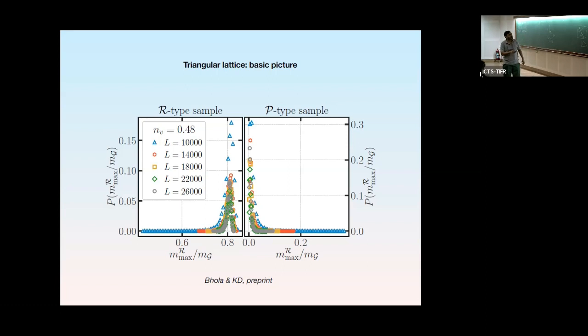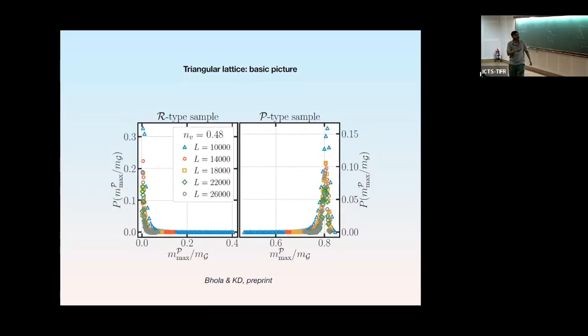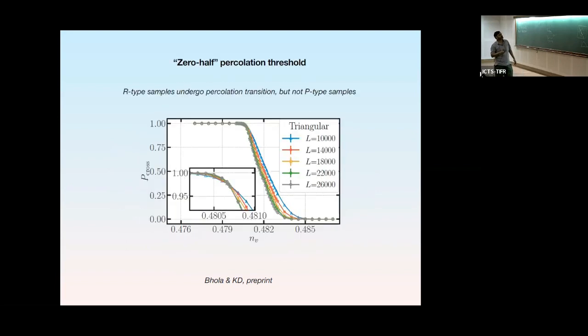And the largest cluster is very big. When it's P-type, it's very small. So it's sort of doing this thing, right? And many more pictures that establish the same thing, this sort of zero to half behavior. But before I talk of zero to half, I should show you that there is a transition. So there is a percolation transition.